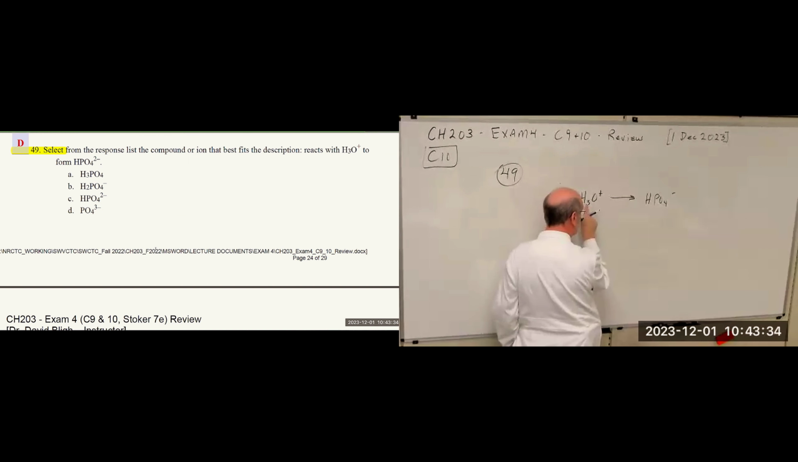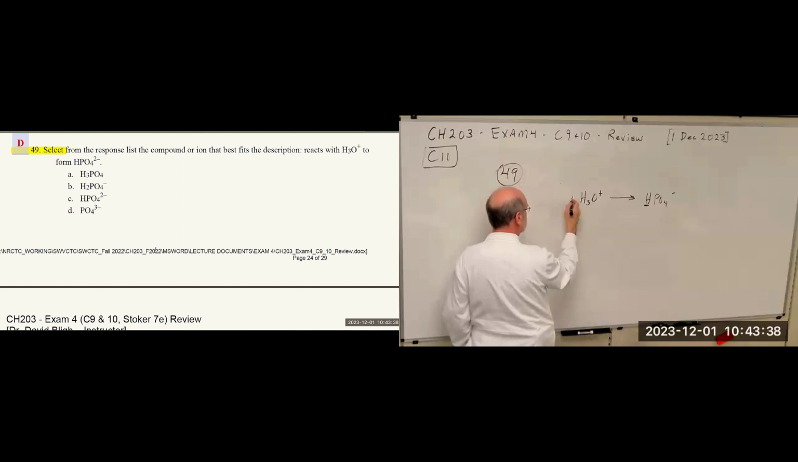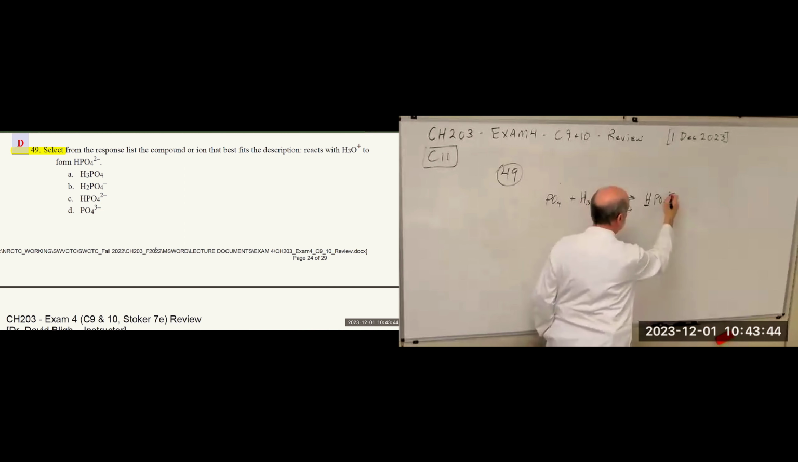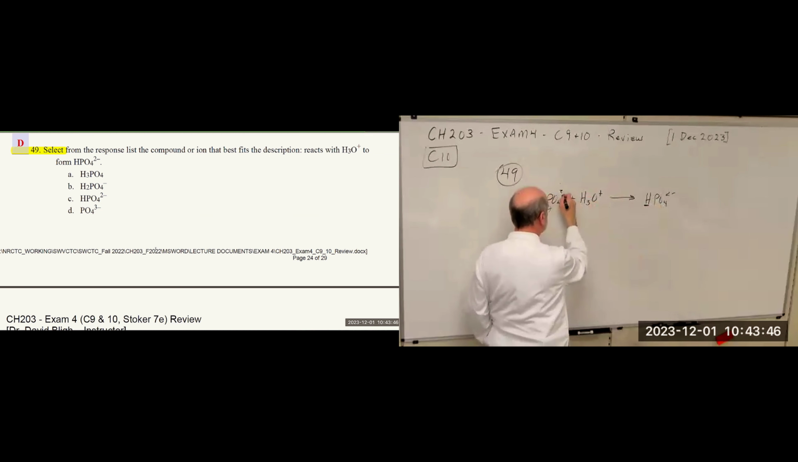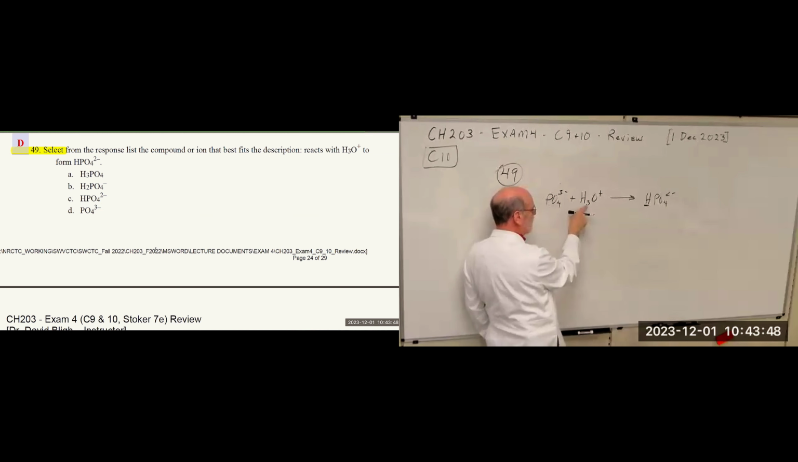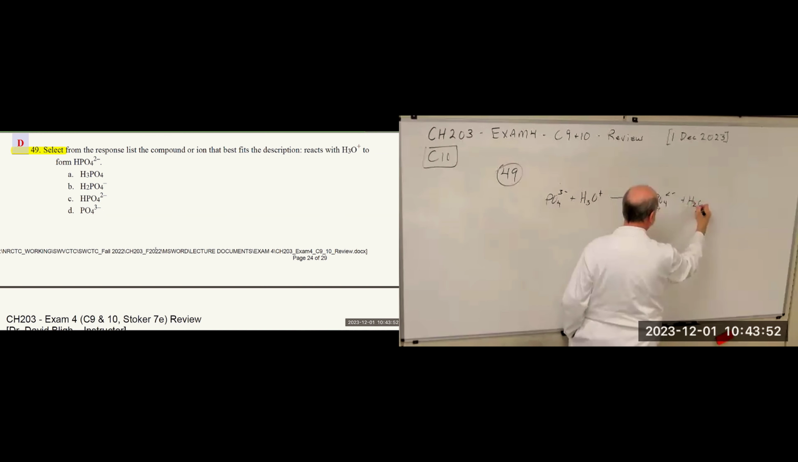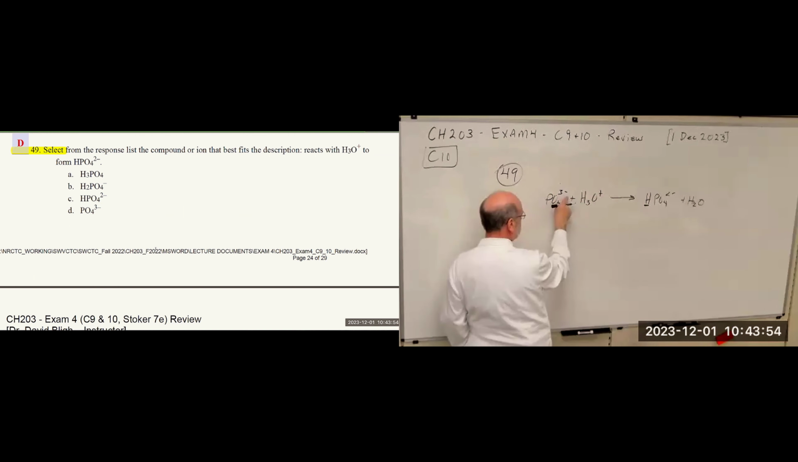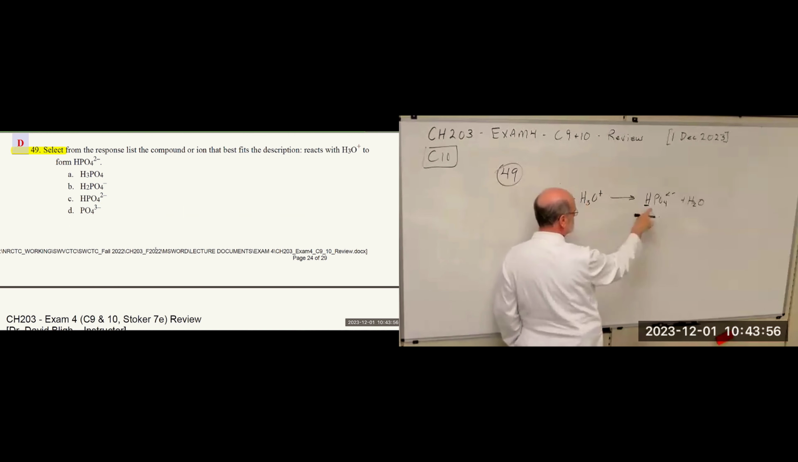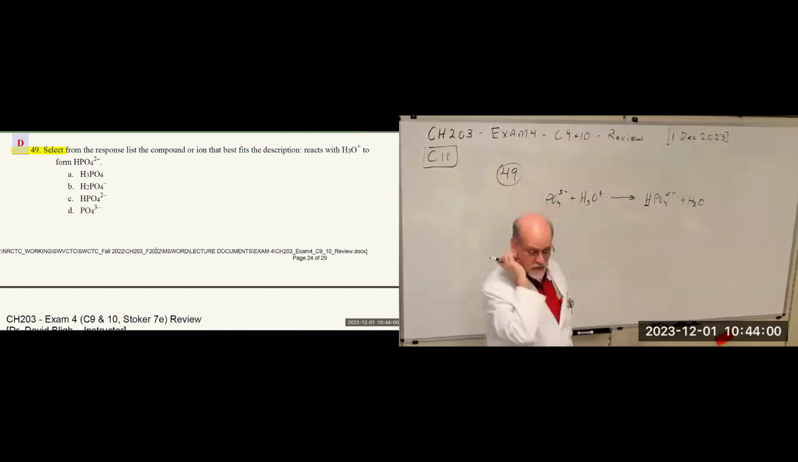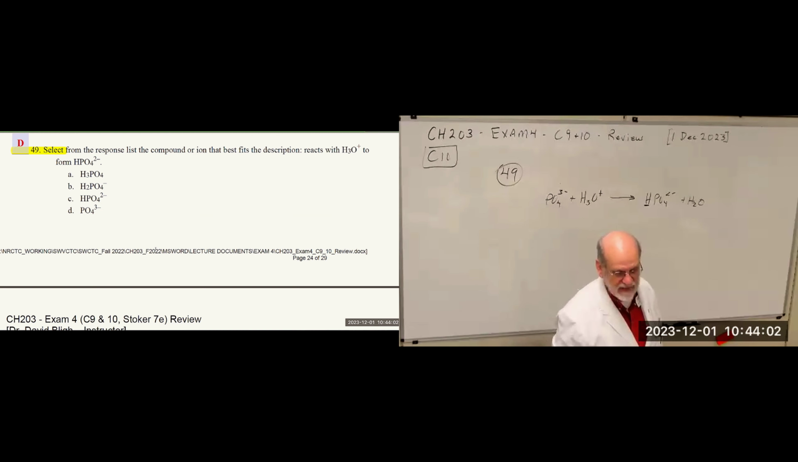So if it's going to pick up a hydrogen from this one, that's the hydrogen it picked up. That means this reactant must be PO4 3-. Then if it picks up a hydrogen from this one, that leaves you with water. And that plus neutralizes one of these minuses, leaving 2-. So PO4 3- should be the reactant, D.